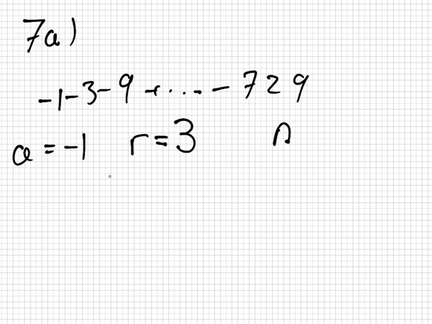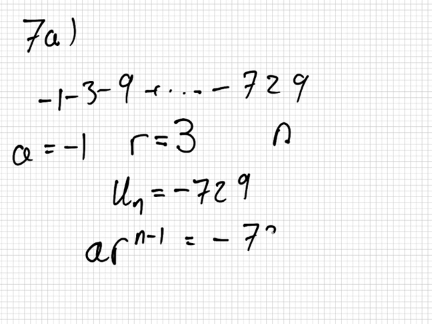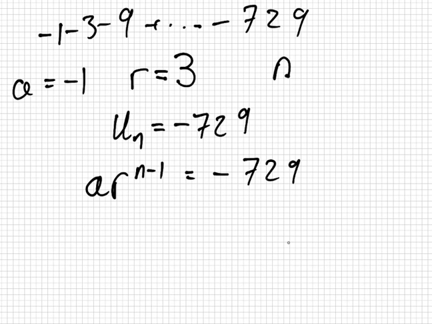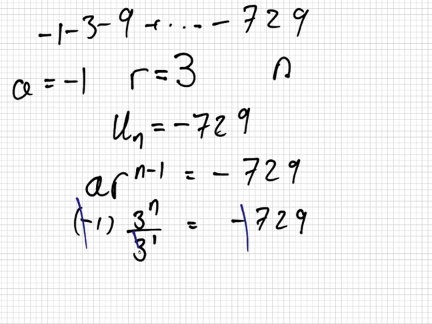You notice that there's a pattern repeated. So we use the formula Un equals minus 729. So we have a r^(n-1) equals minus 729. So a is minus 1, and then this will be 3^(n-1) over... equals minus 729. Okay, I can cancel my minuses and bring my 3 up to the right. Cancel, cancel, bring it over here.